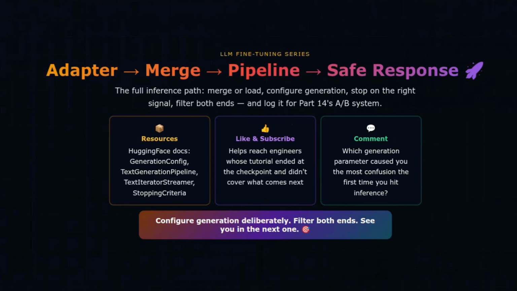Hugging Face docs for GenerationConfig, TextGenerationPipeline, TextIteratorStreamer, and stopping criteria are among the best written API references in the ecosystem.